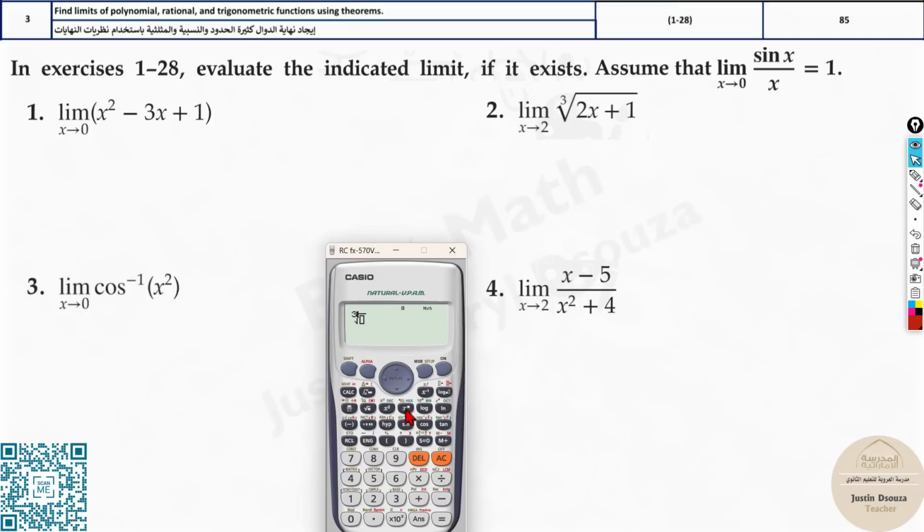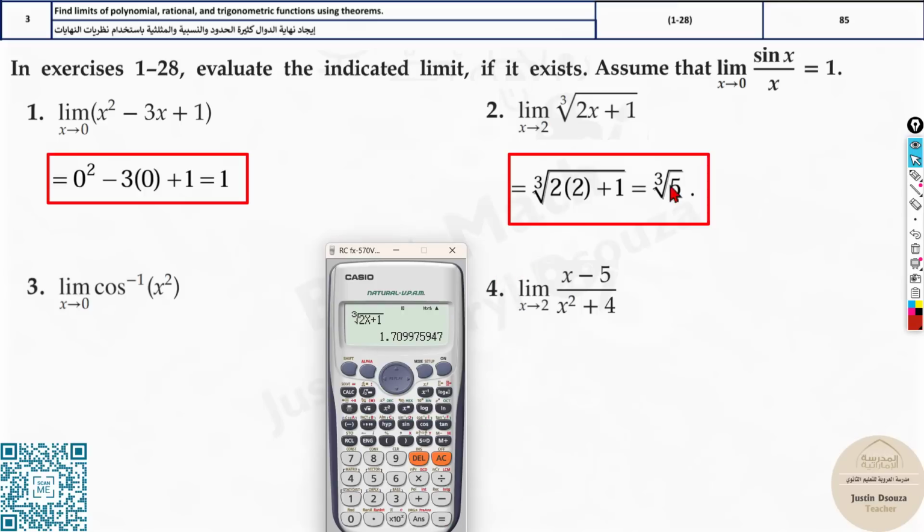You can type in cube, that is power 3, and 2x plus 1. Now calculate this at 2, we are getting the answer 1.7. Now 1.7099 is basically the cube root of 5. I'll show you how. And 5 over here is 1.7099. So this is one important thing.